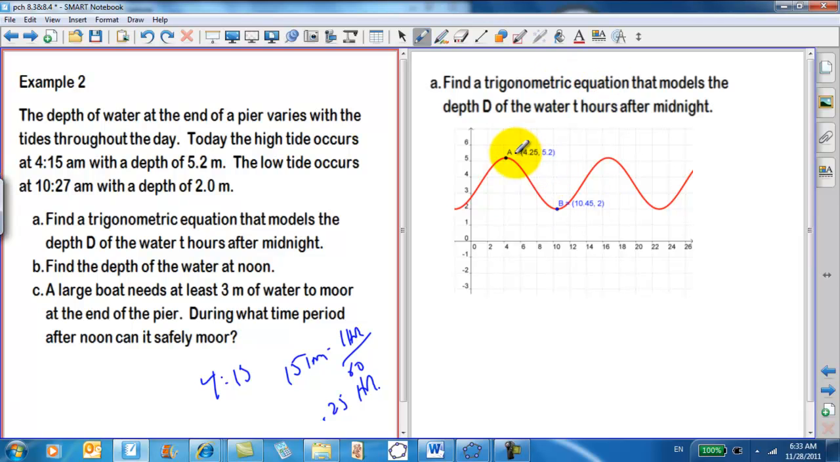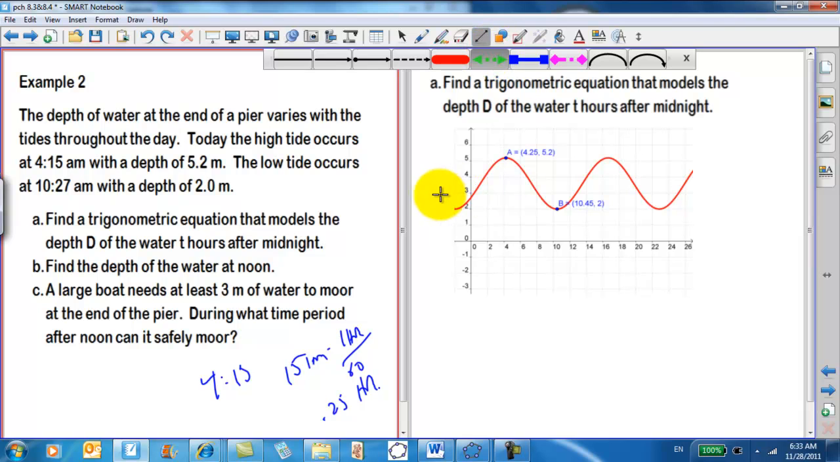Now, what type of trig function do we use? Well, let's go ahead and try the cosine. With the cosine, we first have to figure out where the midline is. Let's get that drawn in. The midline should go halfway between these two, roughly in here somewhere.